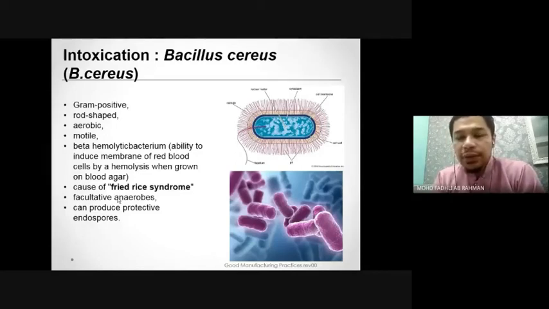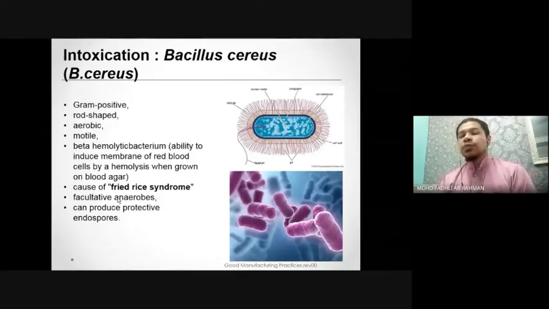It is one of the most common cases lah in Malaysia related to food poisoning in school. In school, fried rice syndrome. It is a facultative anaerobe. Okay, so it can live with and without oxygen. So it can produce protective endospores. Okay, we have protective endospores.